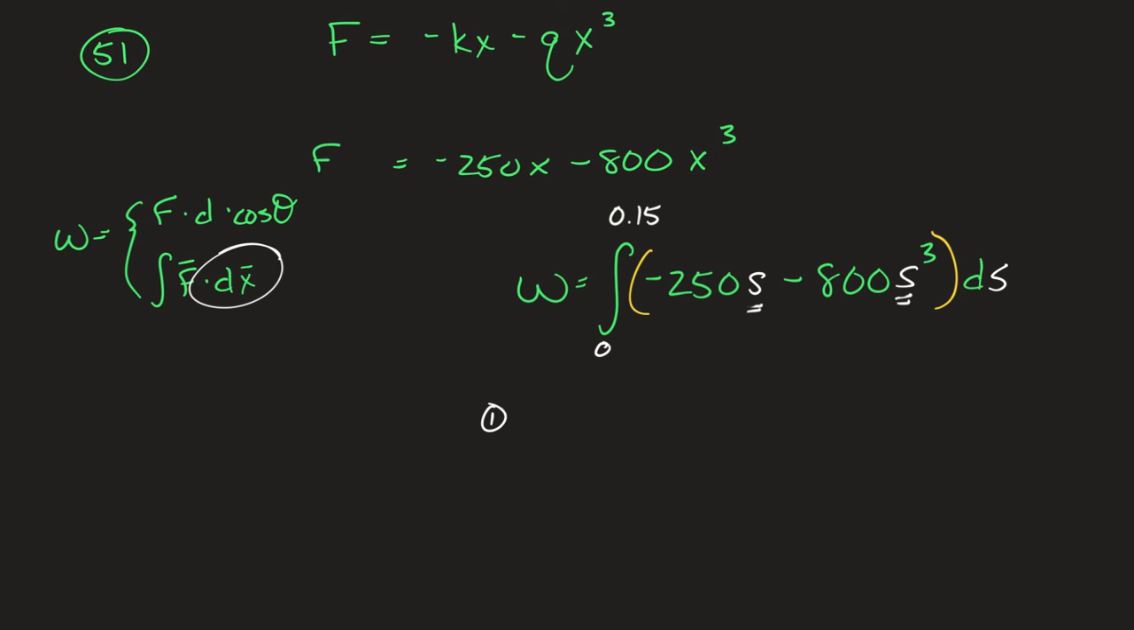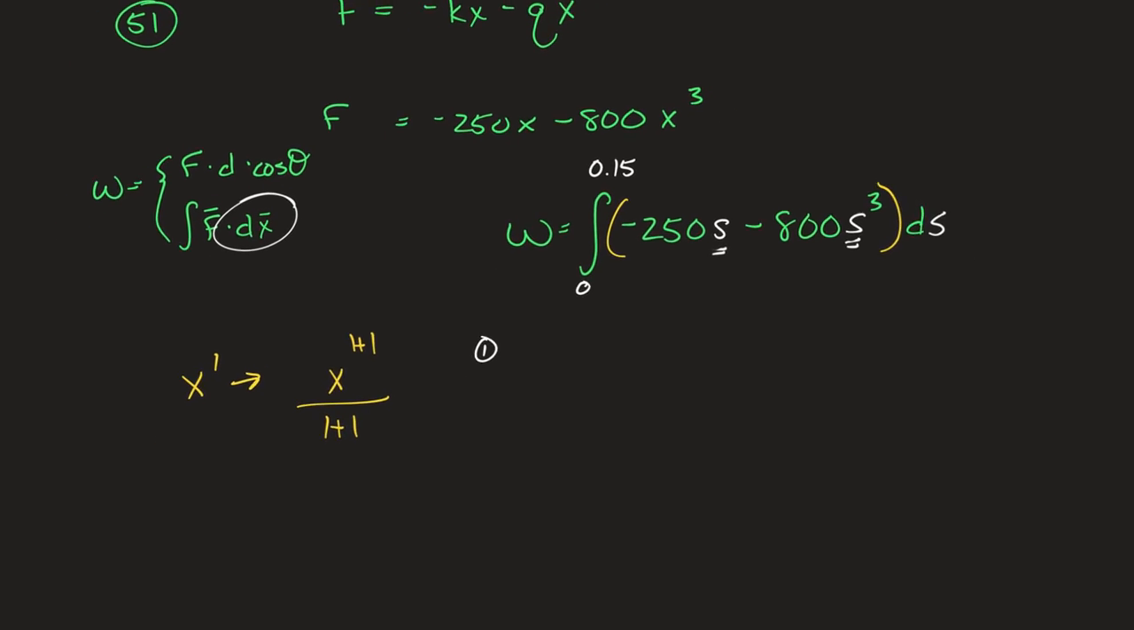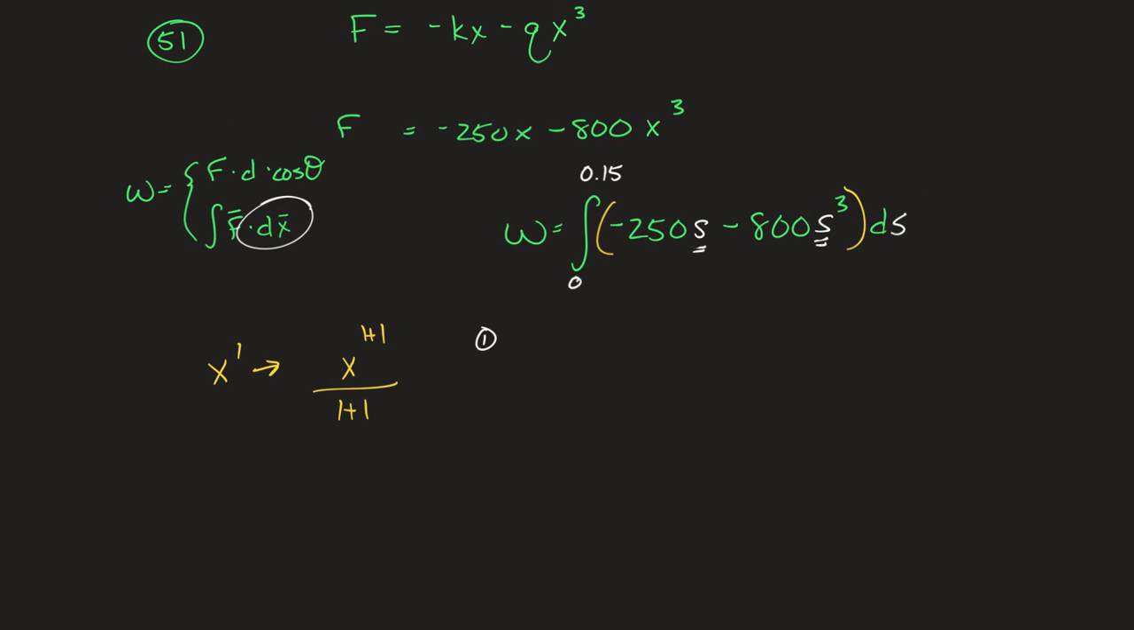This is a polynomial. If you don't remember the antiderivative of a polynomial, like x to the 1, the antiderivative is you add 1 to the exponent and you divide by the new exponent. That's the antiderivative of a polynomial. So that's what I must do here. I'm going to add 1 to the exponent and then divide by the new exponent.